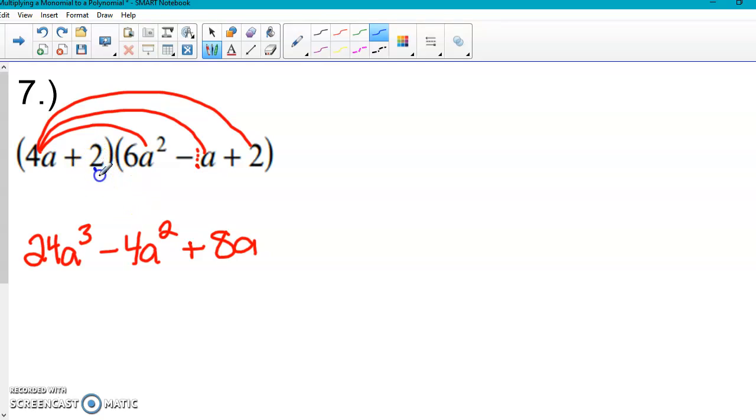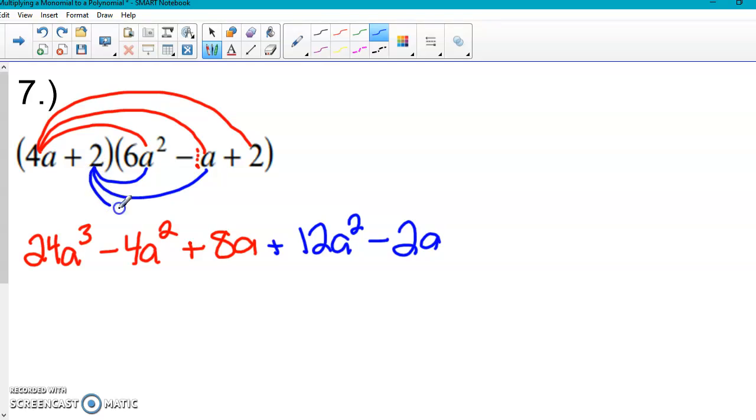All right, so we're going to come back and we're going to grab the 2. So positive 2 times 6a squared would get me 2 times 6 is 12. He didn't have another a, so you keep the a squared from the 6. Grab the 2, take him to the negative a. Remember, that's an understood negative 1 there. So 2 times negative 1 is a negative 2a.